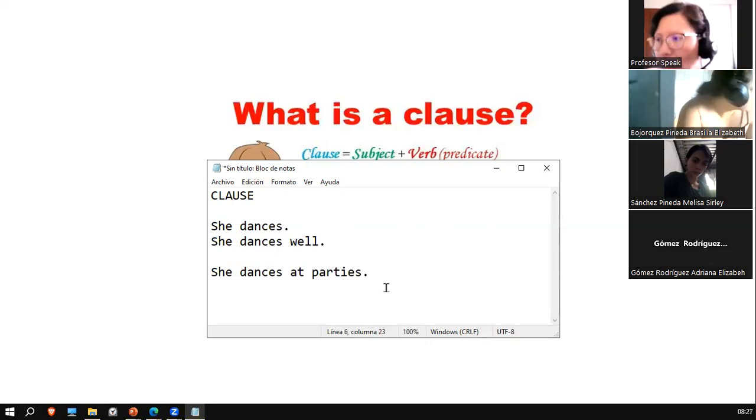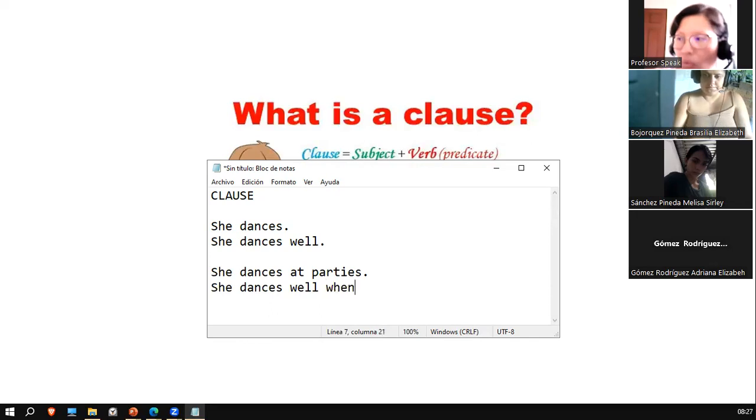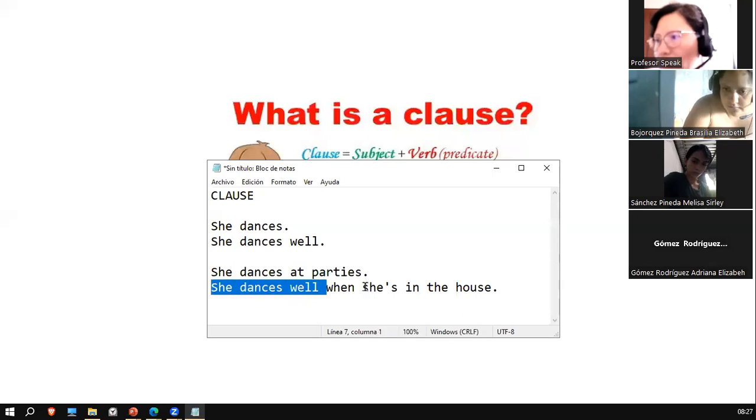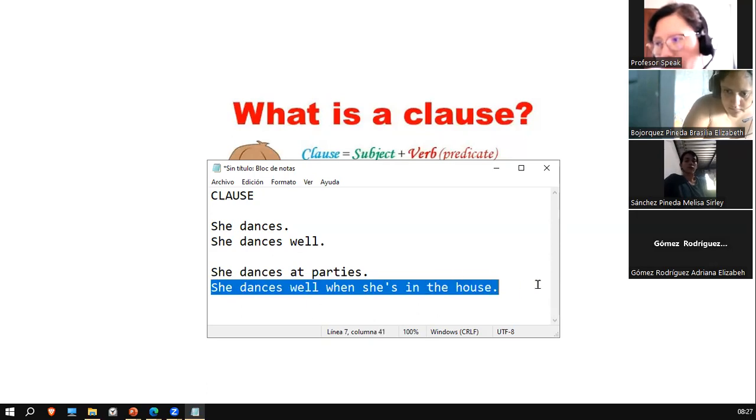Okay. Entonces acá tengo dos chunks, ¿verdad? Tengo acá she dances at parties, otra oración. O puedo decir she dances well when she's in the house. Que baila bien, pero cuando está en la casa, ¿verdad? Entonces aquí tenemos dos cláusulas. She dances well y she's in the house, ¿verdad? Y tenemos una palabra que nos está sirviendo de puente para unir todo de un solo.